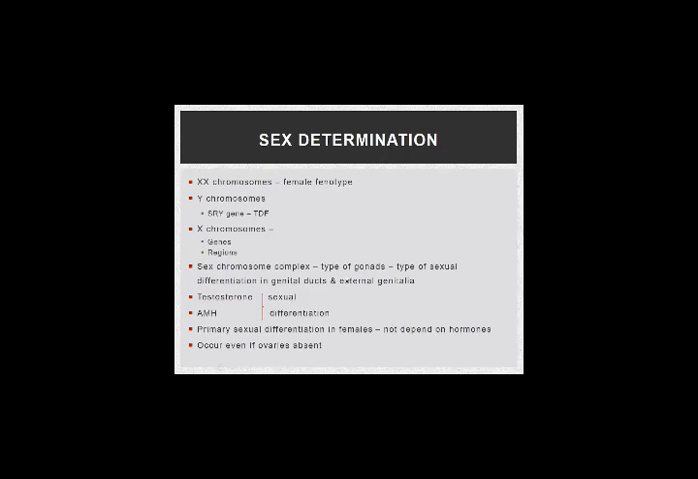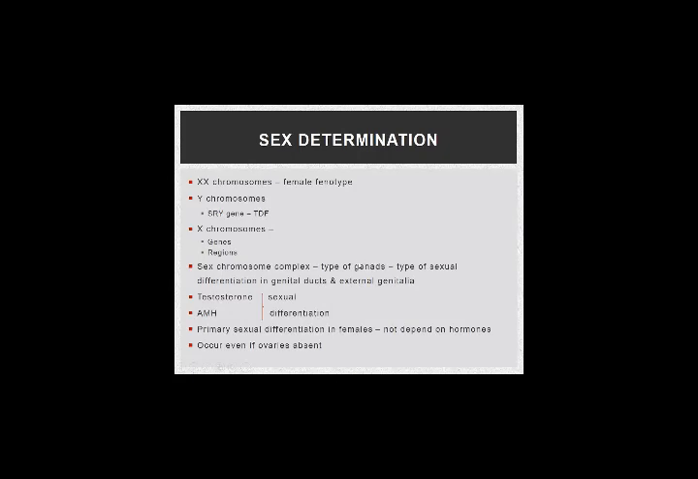ये जो gonads हैं, testis and ovaries, they are responsible for sexual differentiation in the developing embryo. That is, the genital ducts and the external genitalia. They develop after the gonads have developed. और जो gonad पर develop होगा, उसी के accordingly genital ducts भी develop होंगी, external genitalia भी develop होगा.